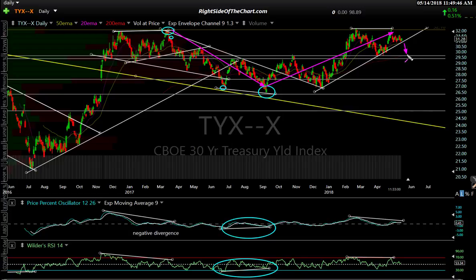They will mirror each other inversely, of course, but there's a move down. If that trend line breaks, I think at minimum we're going to hit this target zone right here. You can see it's about 29.50, maybe 29 to 29.75, and there's the potential for more, but even that would be a decent move in bonds.